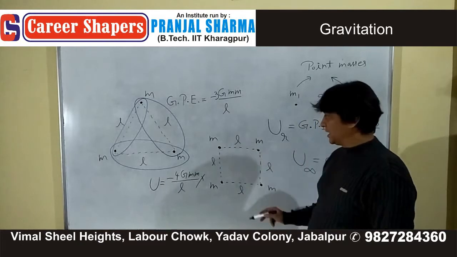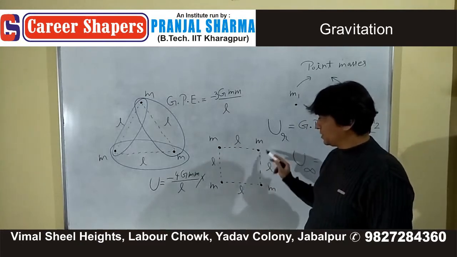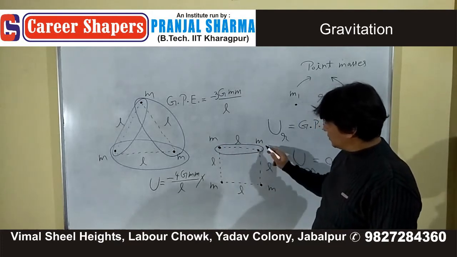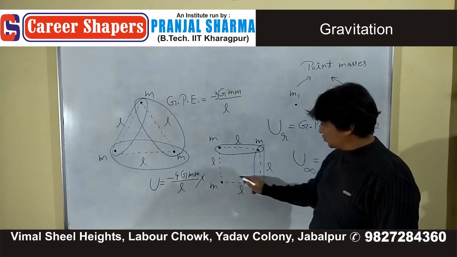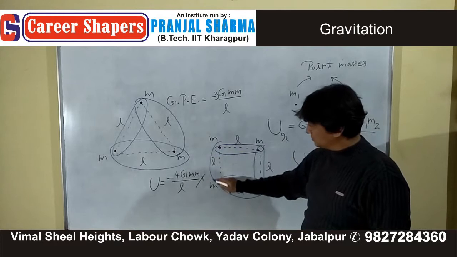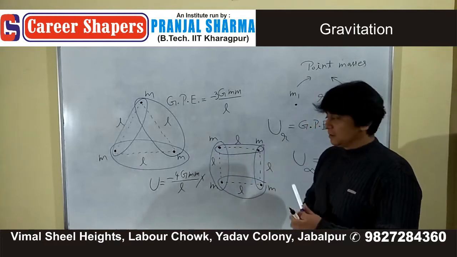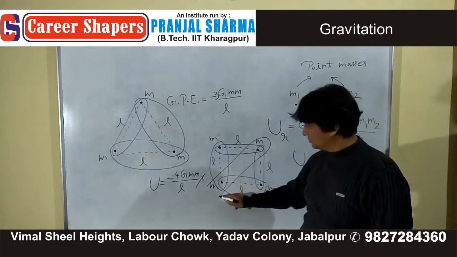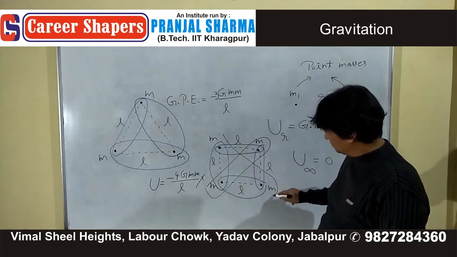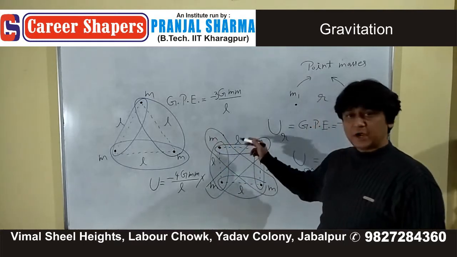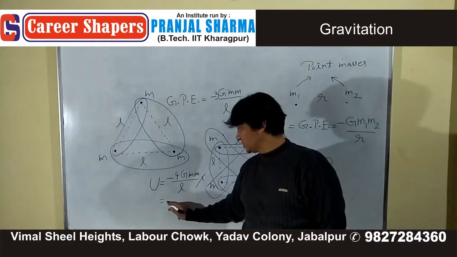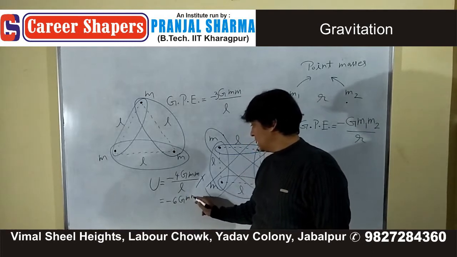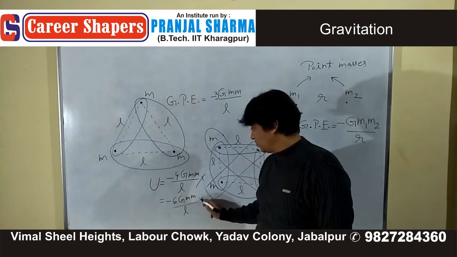How many pairs do you see? This is the first pair. This one. Then the next one. Then the next one. Then the next one. And then there are two like this one and this one. Once I do this, you will think that okay, there are 6 pairs, and therefore let's go for minus of 6 G M M divided by L. But again, this is wrong.